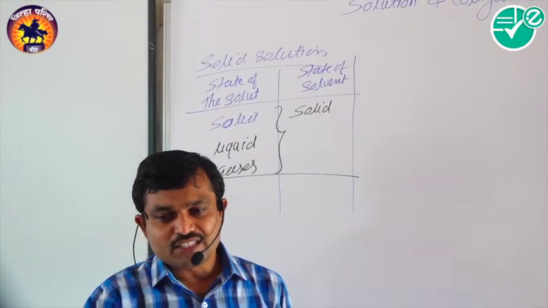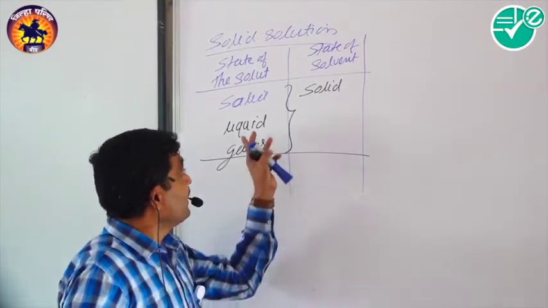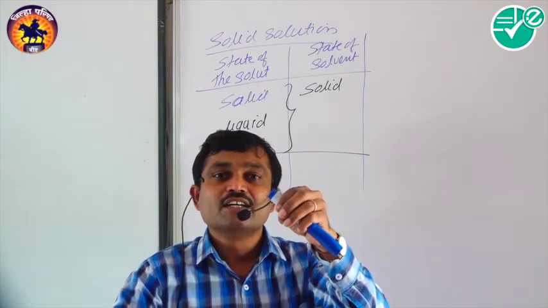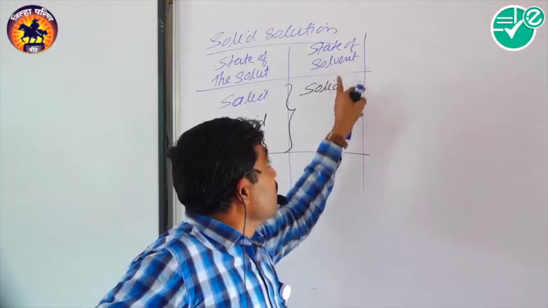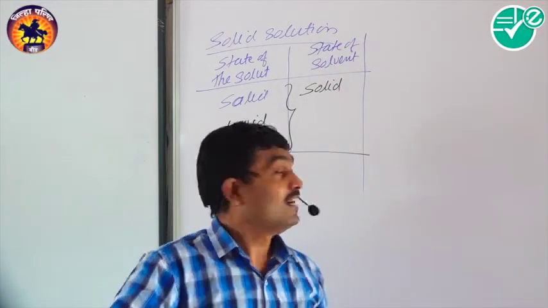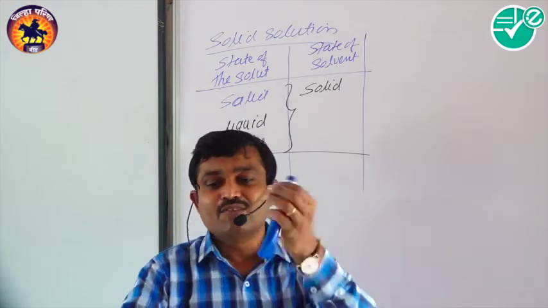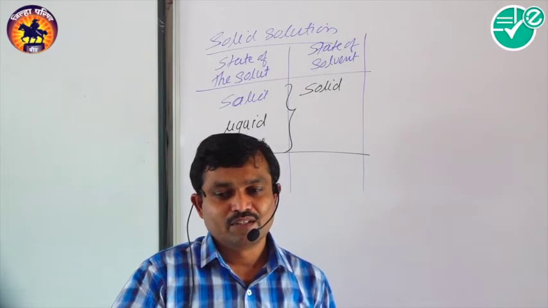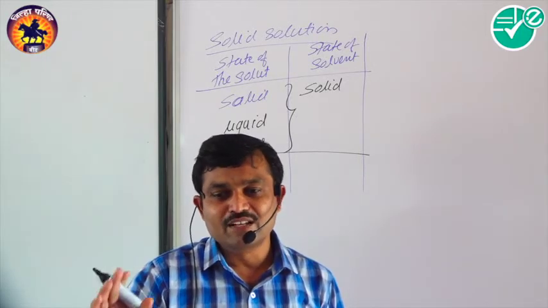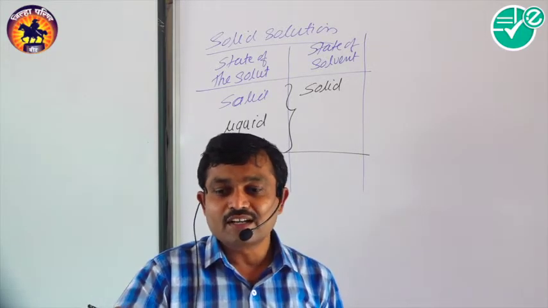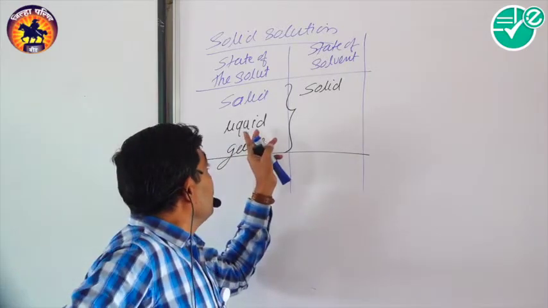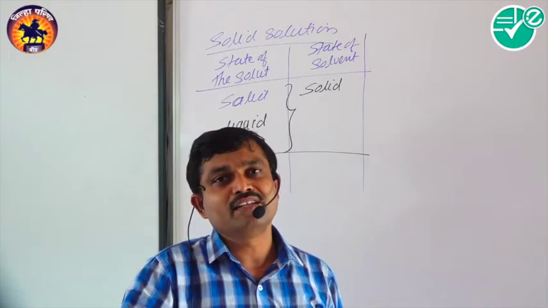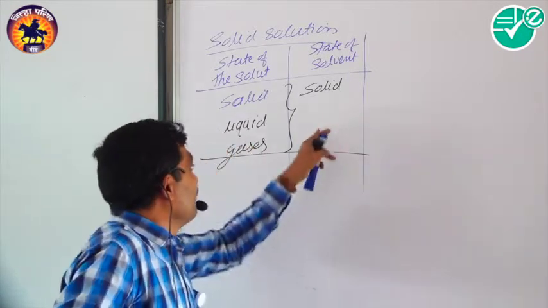Then if the solute particle is liquid and the solvent particle is solid, a well-known example is the amalgam, where liquid mercury is dissolved. Mercury in liquid state is the example of that.